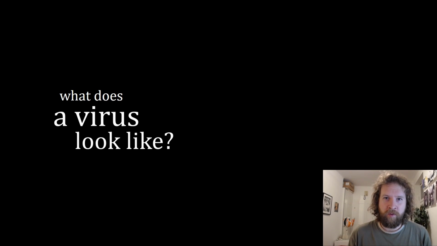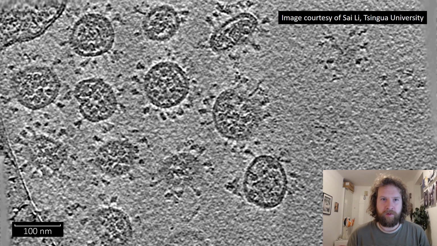But I promised I would be talking about viruses. So let's start with the question, what does a virus look like? Well, here's a picture from an electron microscope which shows several particles of coronavirus. We can see their shapes. We can see these famous spike proteins that are projecting outside of its membrane. And yeah, so that's it.